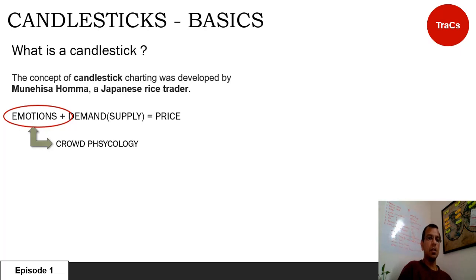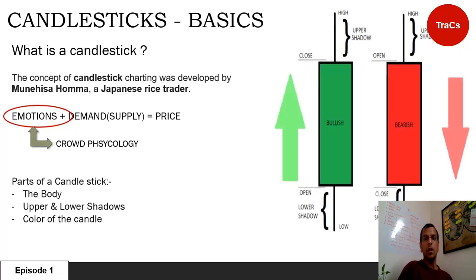Before we delve into the crowd psychology or the concept of how emotions affect the price, let us first see what is a candlestick. Let me give you an example. So, a candlestick is either green or red in color. Green indicating it is bullish, which means the prices are expected to go up or has gone up, whereas red is indicating that the prices had gone down.